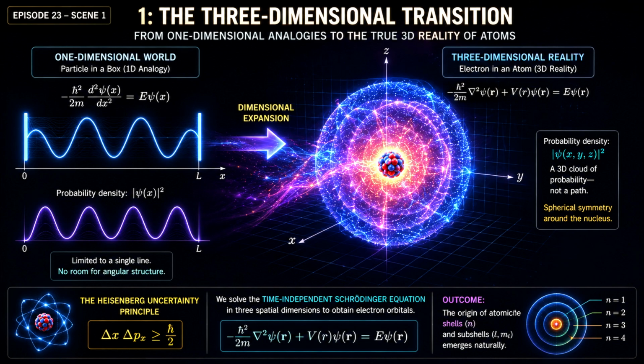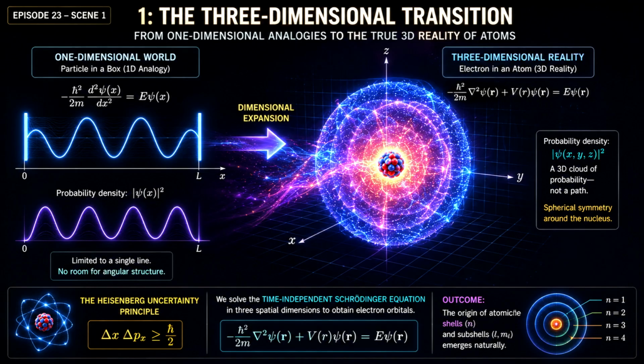Welcome to part 2 of our deep dive into electron orbitals. In our last episode, we proved why classical trajectories must be completely abandoned due to the constraints of the Heisenberg uncertainty principle. Now, we must transition from simple one-dimensional quantum analogies, like the particle in a box, into the true three-dimensional reality of an atomic system.